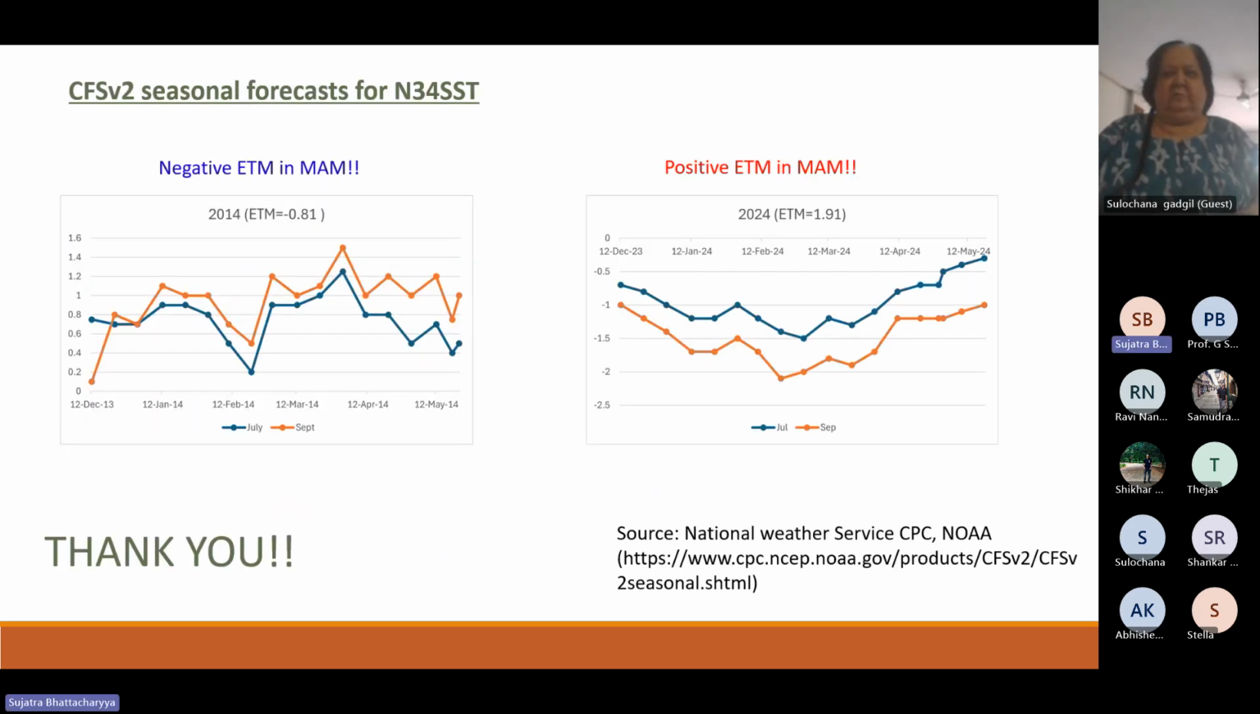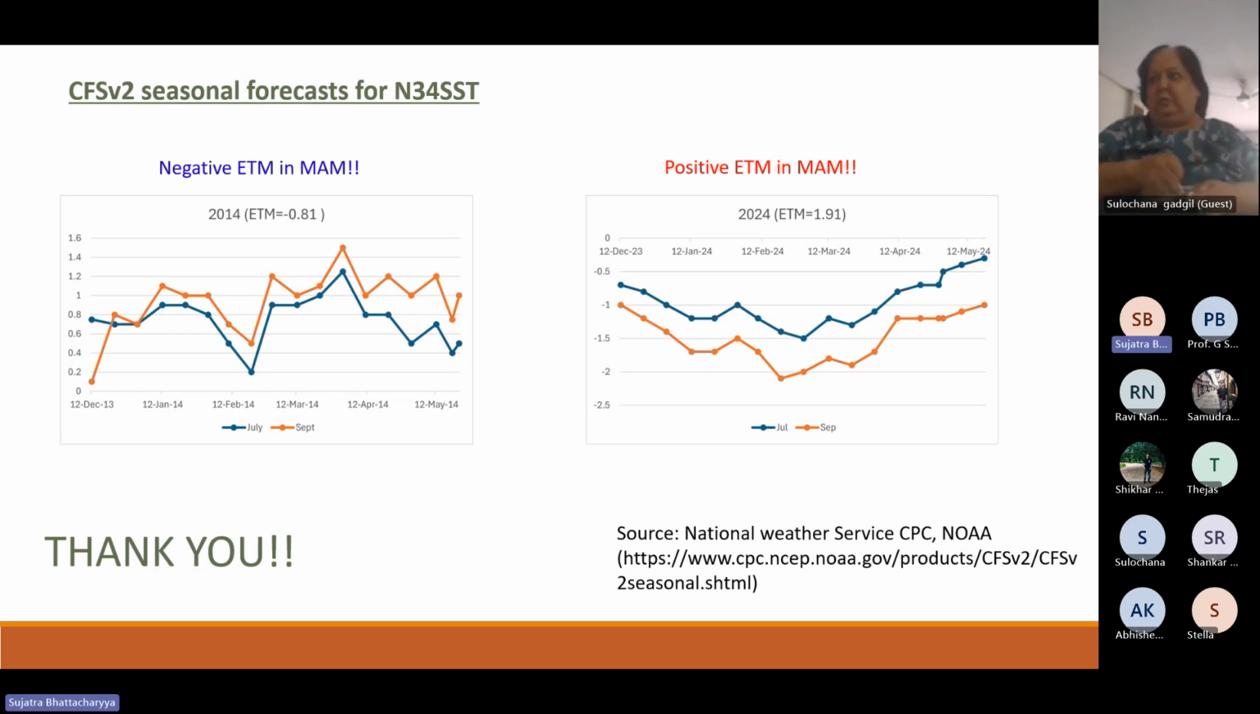In the last slide on the forecast, this is how the models are forecasting the Nino 3.4 SST based on different initial conditions. I have taken the CFS seasonal forecast from the National Weather Service CPC NOAA. On the y-axis you have different initial conditions: 12 December, 12 January, February, March, April, May. The orange curve represents the Nino 3.4 anomalies for September, and the blue one represents the current July.